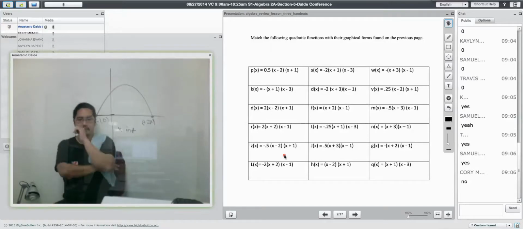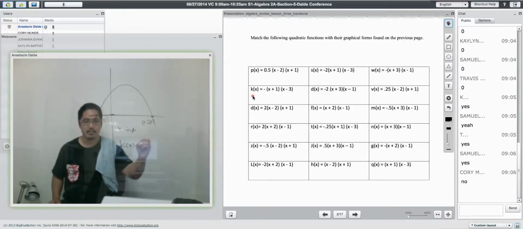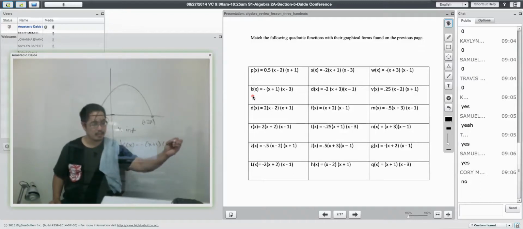No. Okay. All right. Here's what I mean. Let's take a look at this equation right here. Let's just try it out. This one right here, k of x. K of x is equal to -x plus 1 times x minus 3. All right?